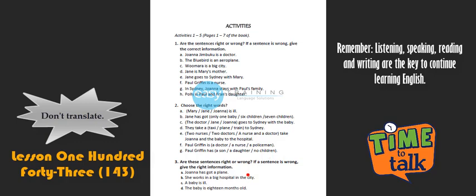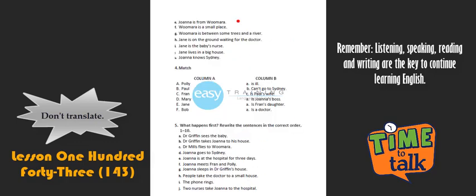Activity 3 is similar to Activity 1. You read the sentences, and if a sentence is wrong, you give the correct information. You must say whether the sentence is wrong or right. Sentence A. Joanna has got a plane. Sentence B. She works in a big hospital in the city. Sentence C. A baby is ill. Sentence D. The baby is 18 months old.